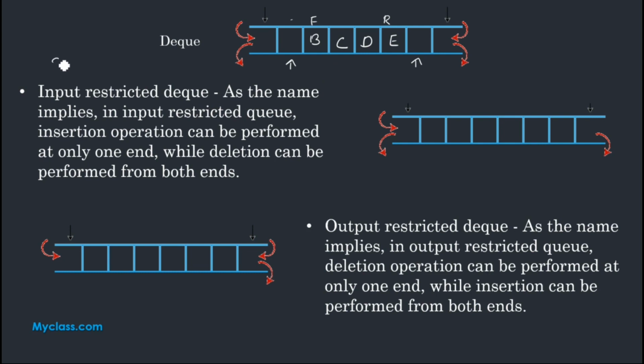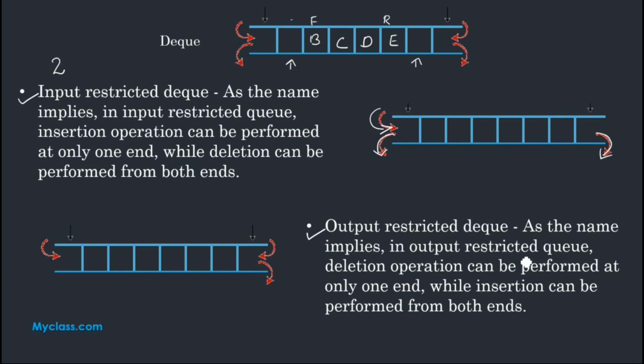There are two main types of DQ: input restricted DQ and output restricted DQ. In input restricted DQ, as the name implies, the insertion operation can be performed at only one end, but deletion can be performed at both ends. That is the concept of input restricted: we are restricting the inputting of the value.